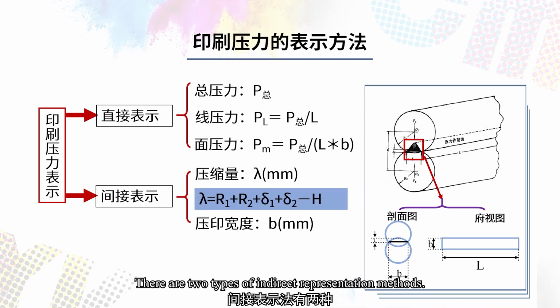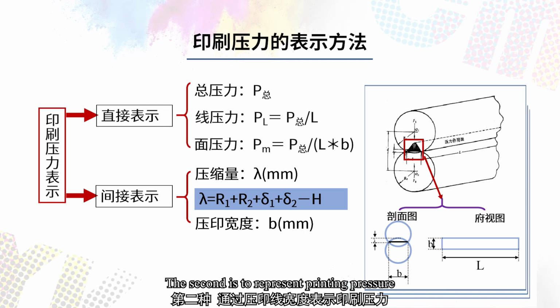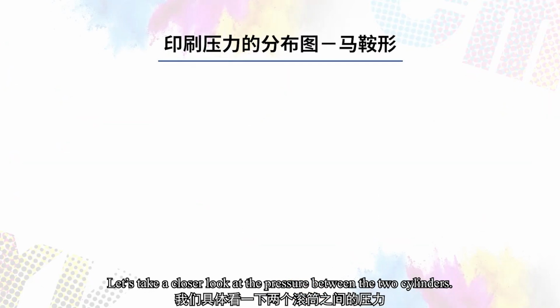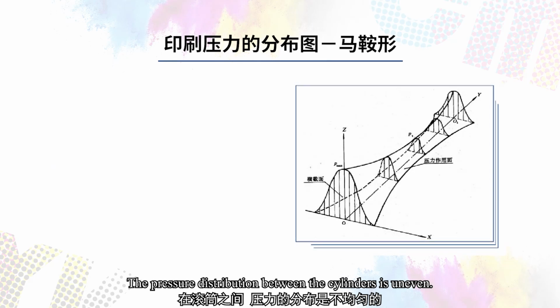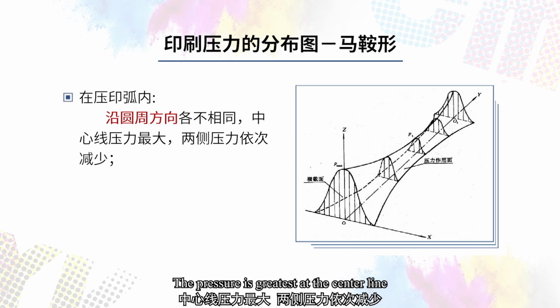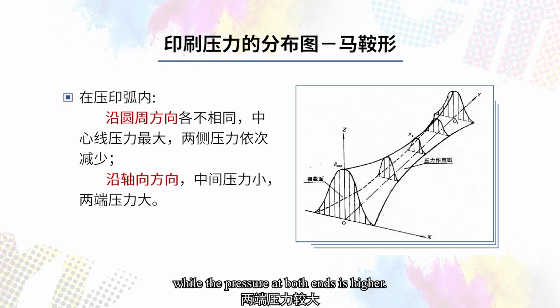There are two types of indirect representation methods. The first is to represent printing pressure through the amount of compression. The second is to represent printing pressure through the width of the impression line. Let's take a closer look at the pressure between the two cylinders. The pressure distribution between the cylinders is uneven. Within the impression arc, the pressure varies along the circumferential direction. The pressure is greatest at the center line and decreases sequentially on both sides. Along the axial direction, the pressure in the middle is lower, while the pressure at both ends is higher.